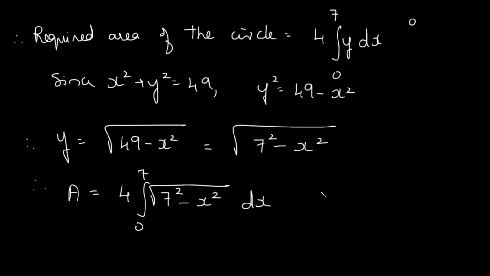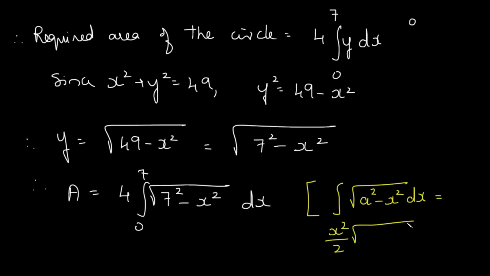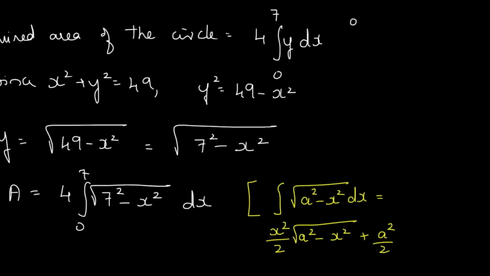And here you know the formula, isn't it? We have learned the formula earlier. In a few sums you have used this formula also. It is this formula, integral root of a square minus x square dx, which is actually x upon 2 root of a square minus x square plus a square upon 2 sine inverse x upon a plus c. This is the formula actually. So we are going to apply this same formula over here.